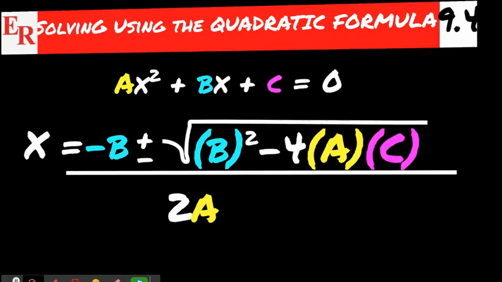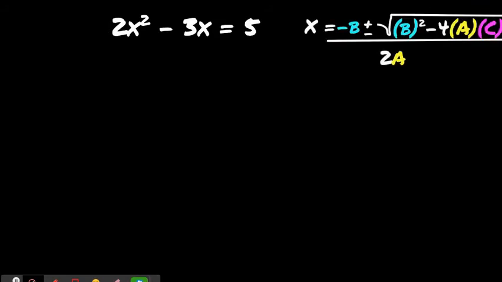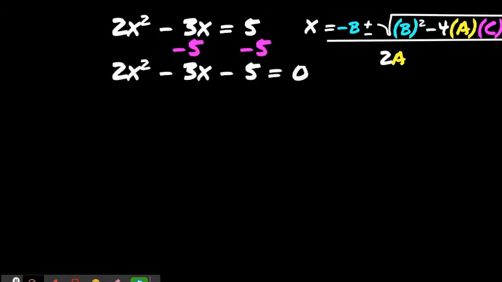So now let's go do an example. All right, so here is my equation, 2x squared minus 3x equals 5. And we're going to solve it using our quadratic formula. But like you learned in class, you need to get this equal to 0 first. So we need to subtract 5 from both sides.